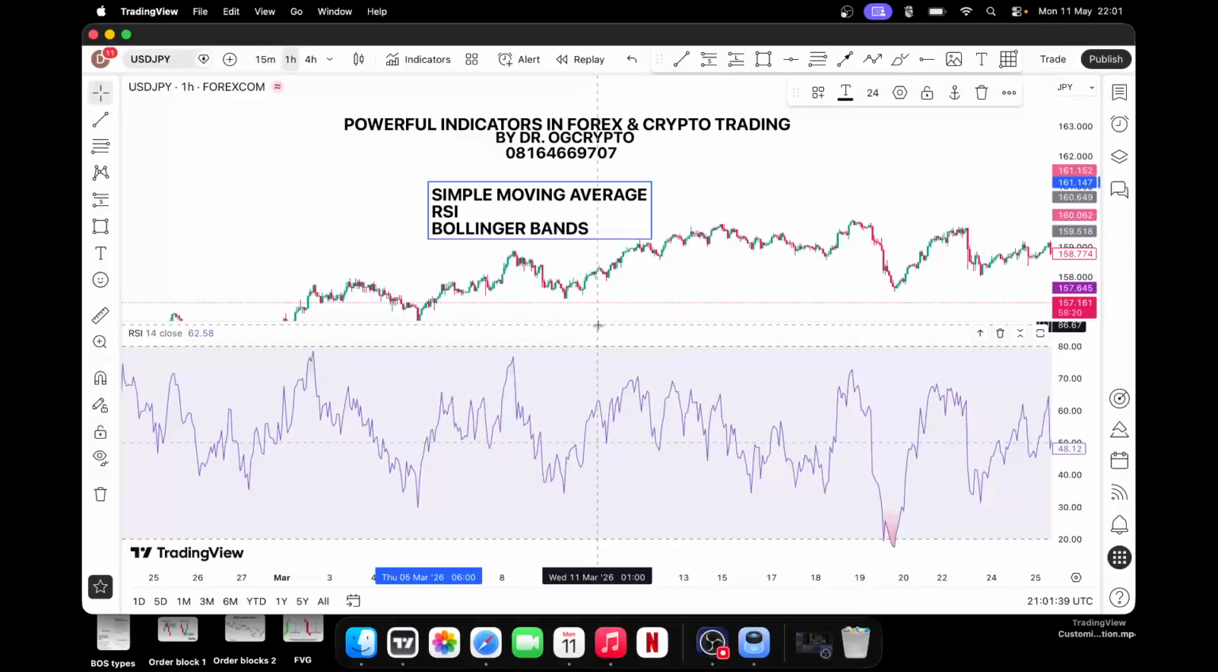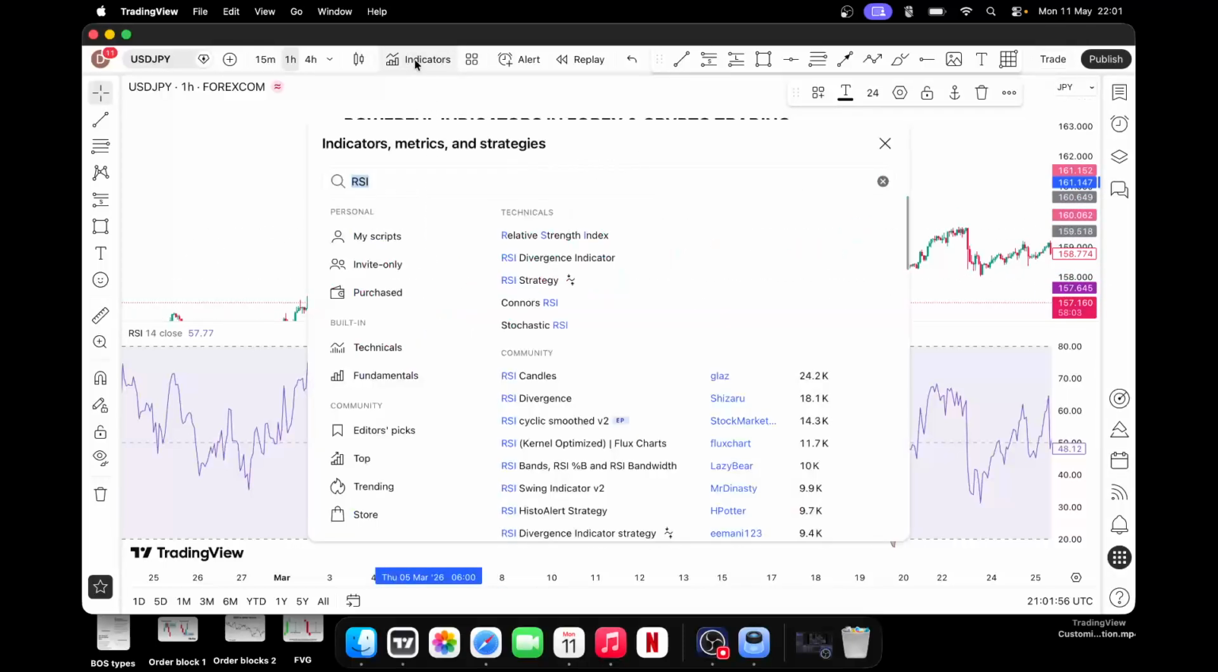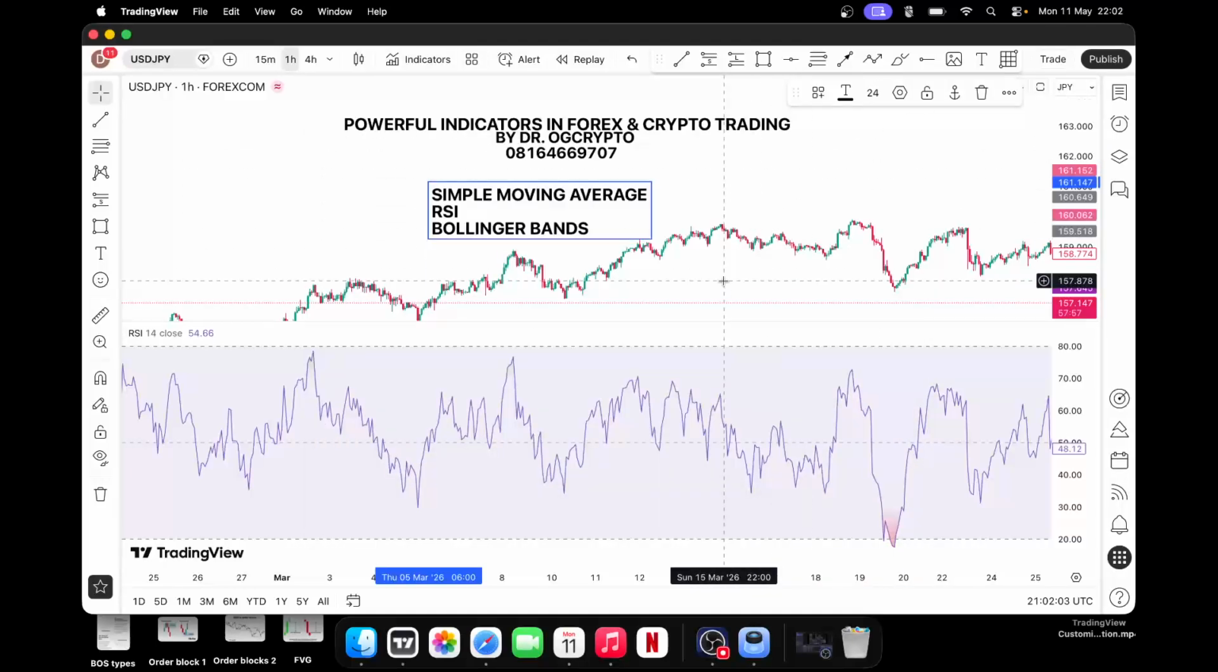So when we say overbought or oversold, it means the market has moved too rapidly in one direction for too long, and is due for a bounce back or for a reversal to the other direction. So that is it. To add it to your chart, go to indicator and search for RSI.